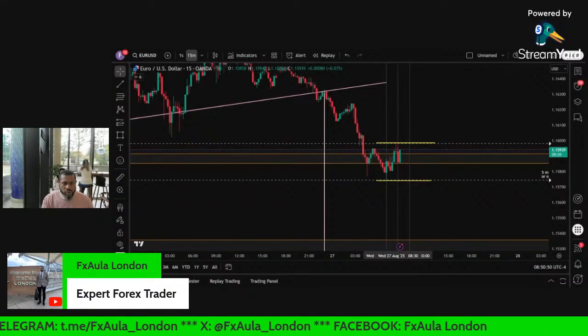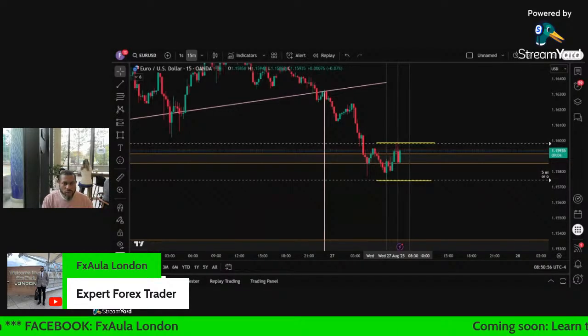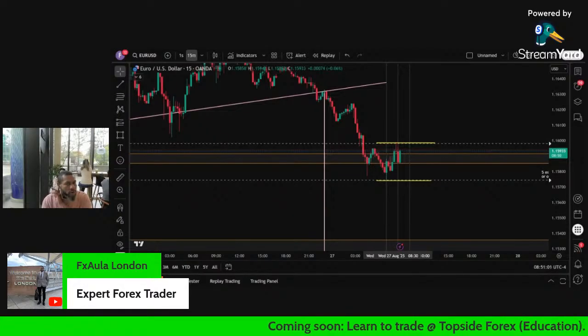So price seems to be racing upwards right now towards the upper side of the 15-minute swing high.